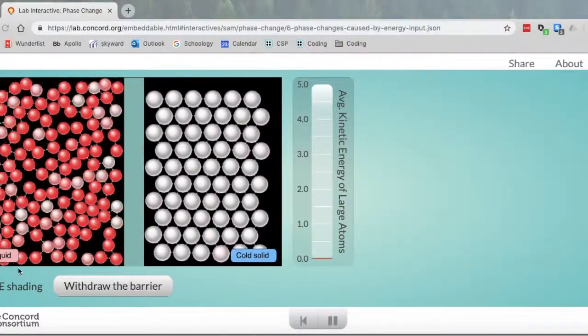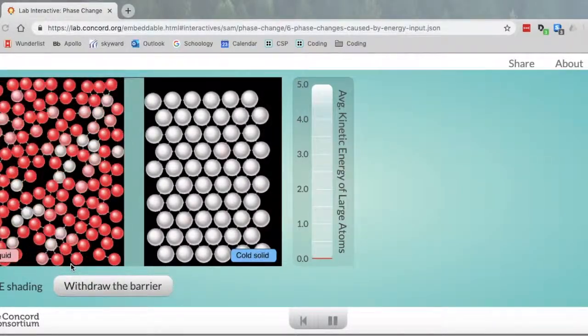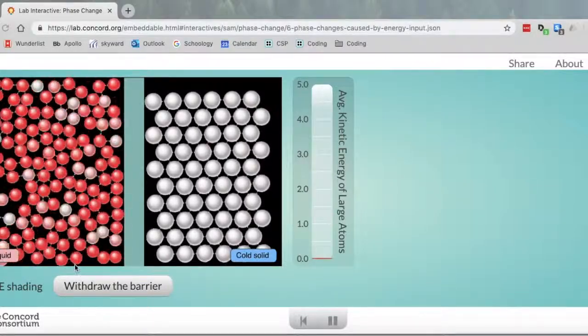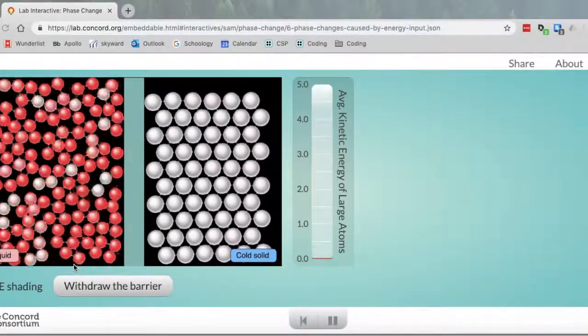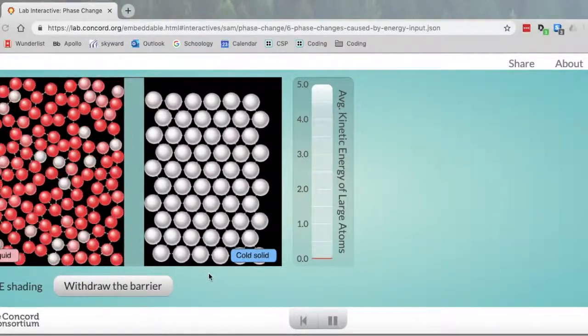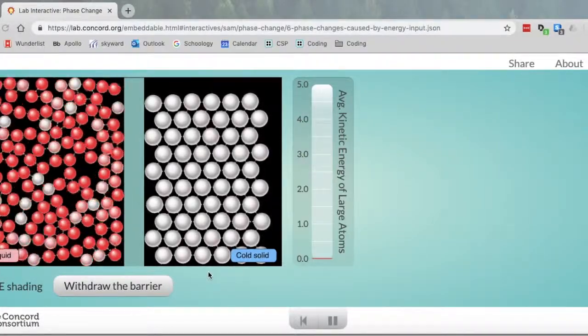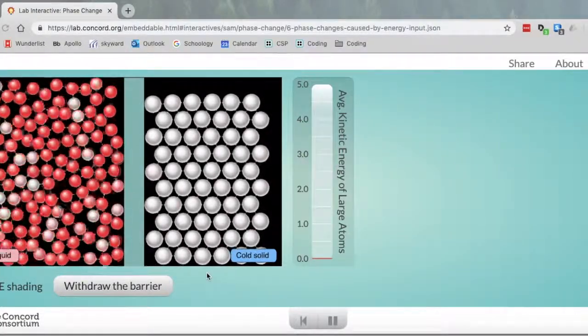On the left, we've got a hot liquid. You can see the particles are bouncing all over. They can move anywhere they want, but they're still quite close together. Particles are always touching some other particles. Then in a solid, particles are still moving, but it's real slow. They're just sitting there vibrating in place. They can't move out of their spot.